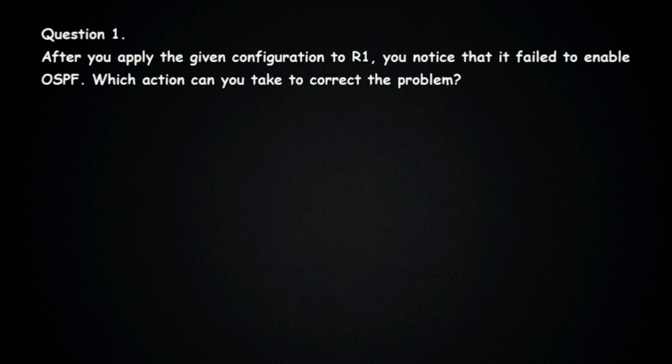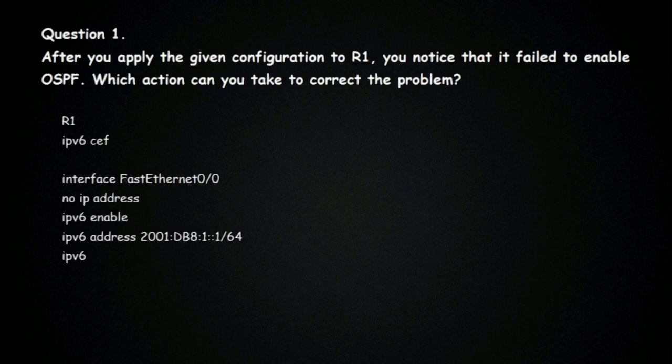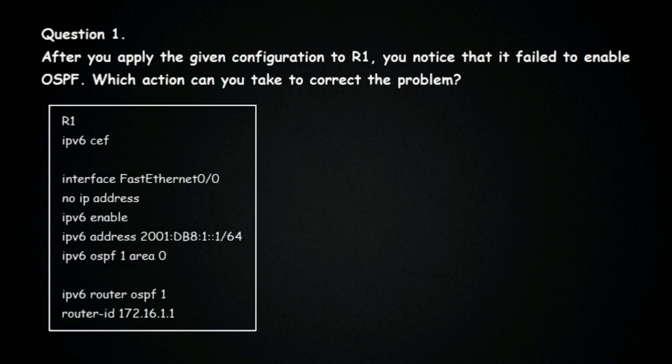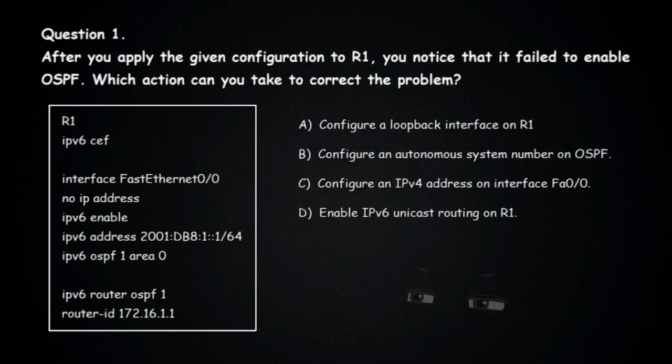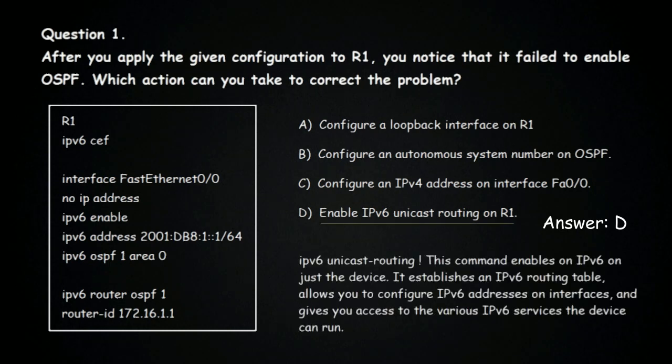Question 1. After you apply the given configuration to R1, you notice that it failed to enable OSPF. Which action can you take to correct the problem? Options. Answer is D. Enable IPv6 unicast routing on R1.